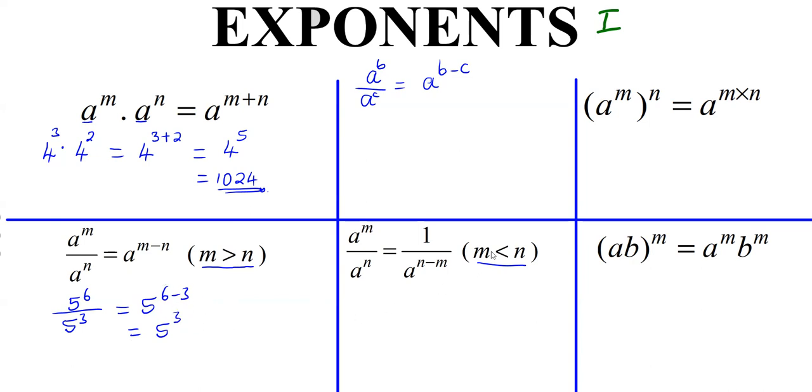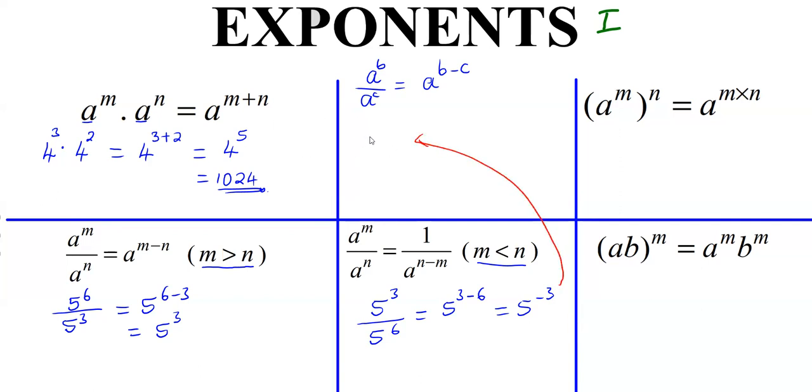Then we get 3. But what if we have 5 to the power of 3 over 5 to the power of 6? What happens now is that we're going to have 5 to the power of 3 minus 6, and that gives us 5 to the power of negative 3. Now, that brings another law. We are going to look at it again.